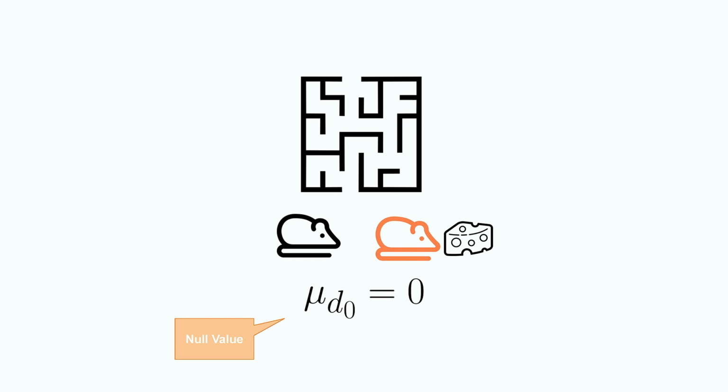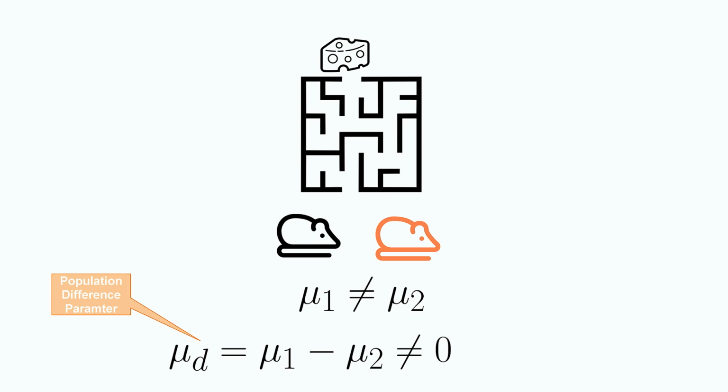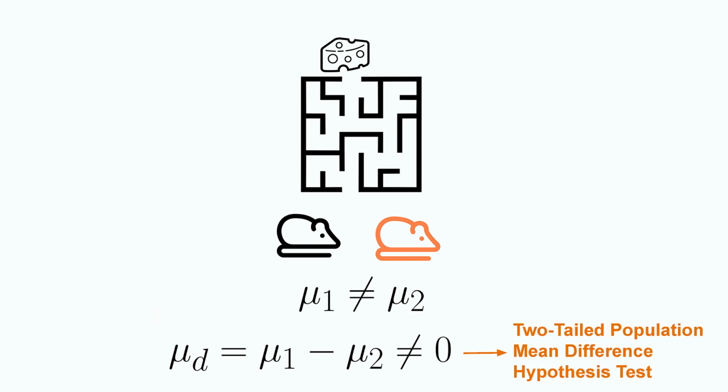In this video, the black mice will represent the mice running through the maze without cheese, while the orange will represent the same mice running through at some later point, having been given some cheese. The experimental data may demonstrate that the average times are in fact different. Perhaps mu1, the runtime for the black mice, may not be equal to mu2, the runtime for the orange mice, where these variables refer to the true population parameters. In this case, mu d, which is equal to mu1 minus mu2, would not be equal to 0. This test, where we are trying to determine whether or not there is a statistically significant distinction between the two population means, is setting us up for a two-tailed hypothesis test for paired population means.